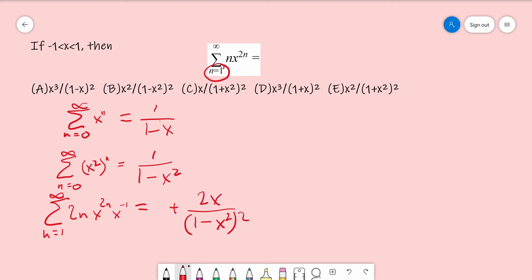Now, we can simplify this because this 2 is just a constant, so that's going to drop out when we cancel it with the 2 on the right. And this x over here, that's 1 over x. If we multiply both sides by x, then this will cancel out and this will become x squared. And then we're left with exactly the series that we were given in the problem. n equals 1 to infinity, n x to the 2n, and the answer is x squared over 1 minus x squared, squared, which is answer B.